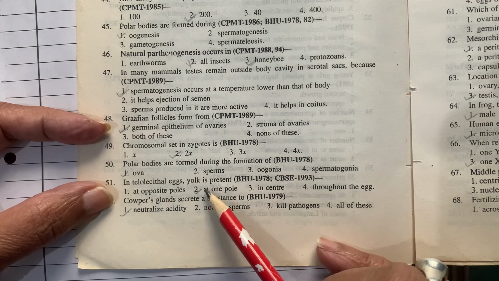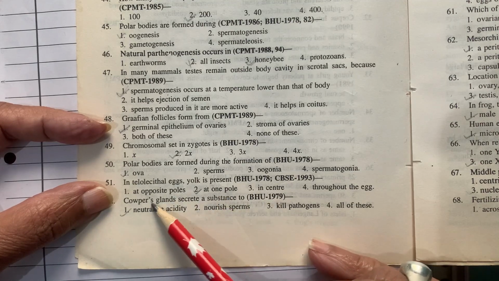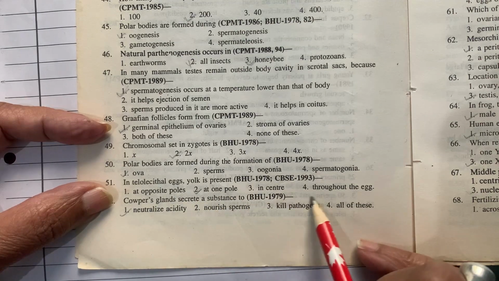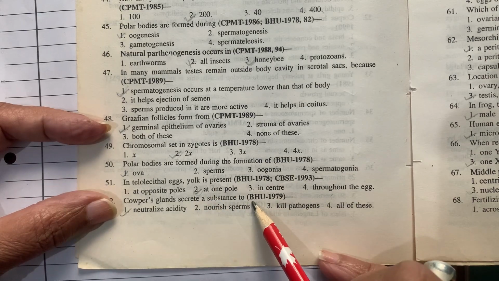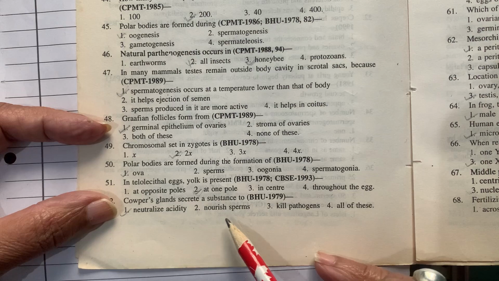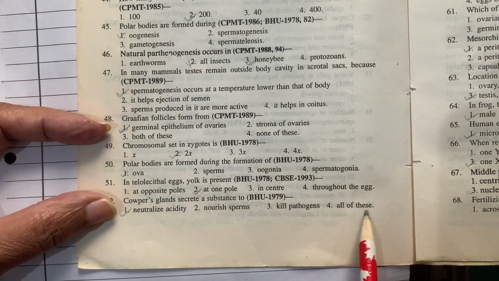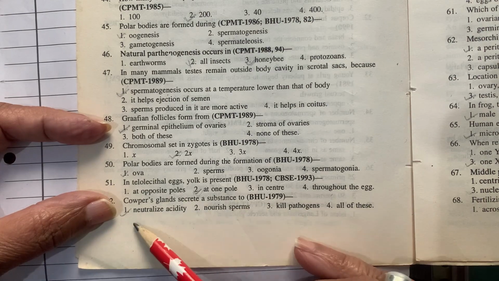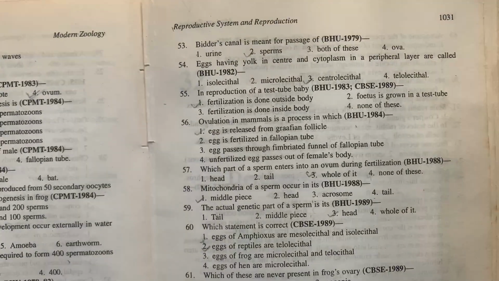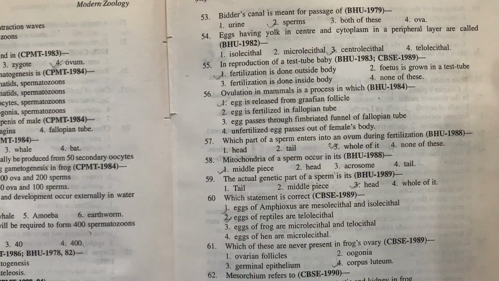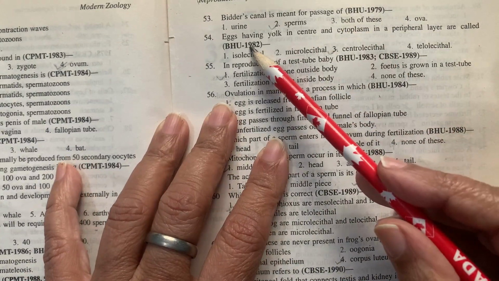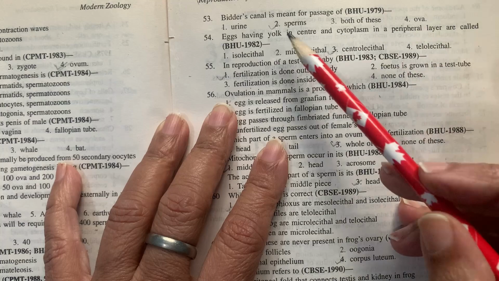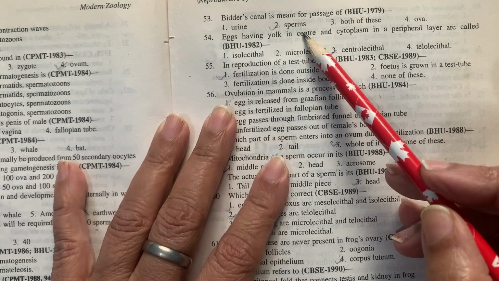In telolecithal egg, yolk is present at opposite poles, at one pole, in center, throughout the egg. It is at one pole. Cowper's gland secretes a substance to neutralize acidity, nourish sperms, kill pathogens, all of these. Cowper's gland secretes substance to neutralize acidity. Next, Bidder's canal is meant for the passage of urine, sperms, both of these, ova. It is for the sperms.